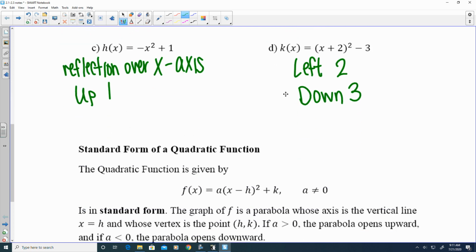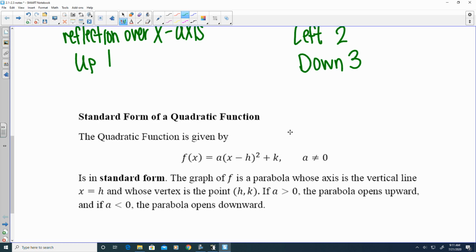The form that we want to get to, because it's easy to work with, is the standard form of a quadratic, which is a times x minus h squared plus k. The reason this is a good form is because hk is the vertex point of the parabola, whether it's opening up or down. If that a value is positive, then it opens up. If it's negative, it opens down. And that plus k, if we're talking about transformations, is a vertical shift, and the h is a horizontal shift.